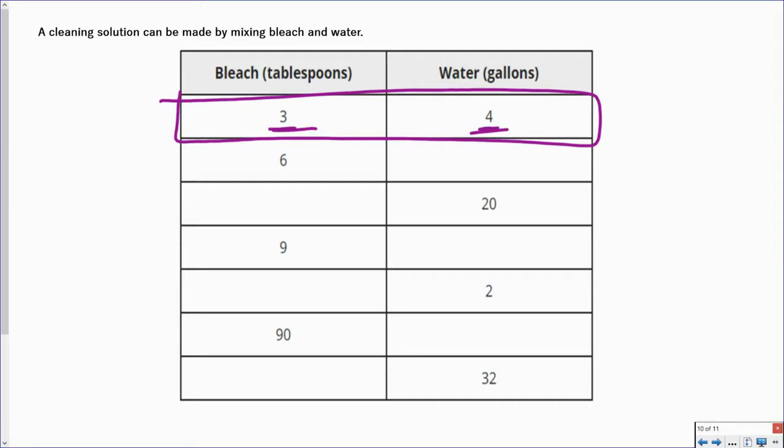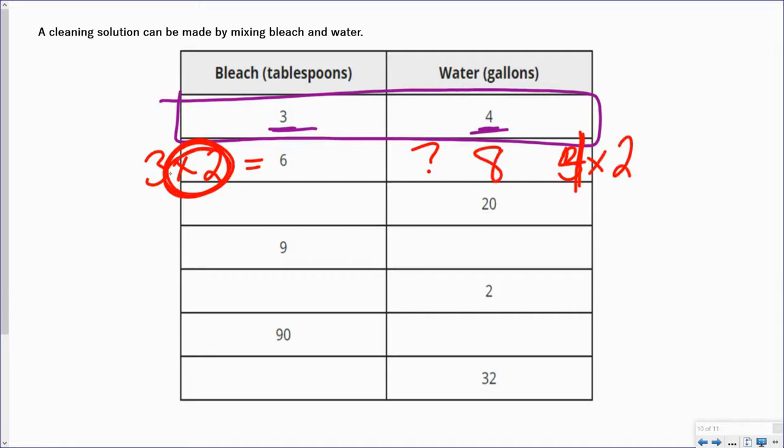When I look at my first blank here, I'm going to look on this side and know that 3 times 2 gives me 6. So since I'm multiplying by 2 here, that means I have to take 4 times 2 over here, which gives me 8. So multiply by 2 on this side, multiply by 2 on this side.